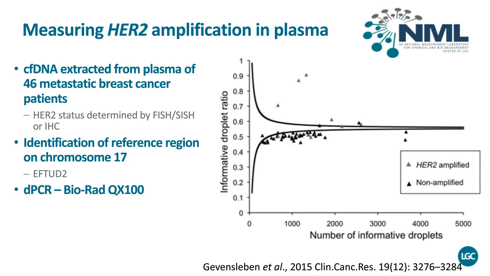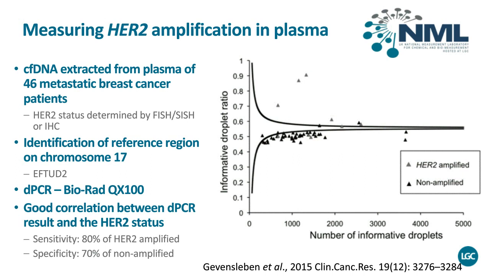They then did a model called the sequential probability ratio test model, and I've put the reference for that paper down at the bottom for those who are interested, to essentially evaluate their system. They used the Bio-Rad QX100, and they had really good correlation with pretty good sensitivity of 80% and specificity of 70%.